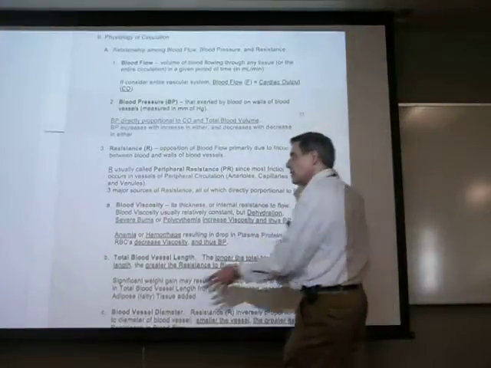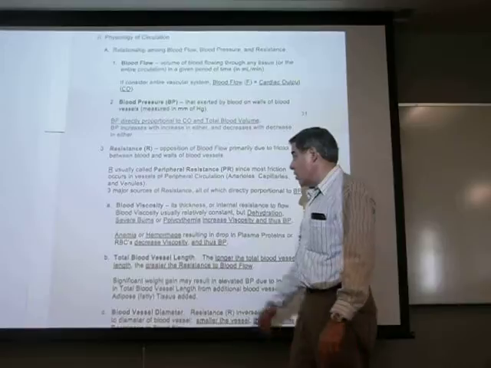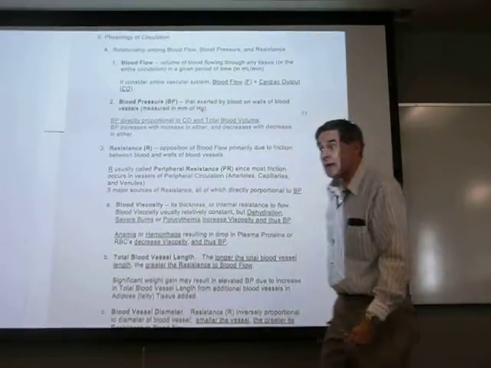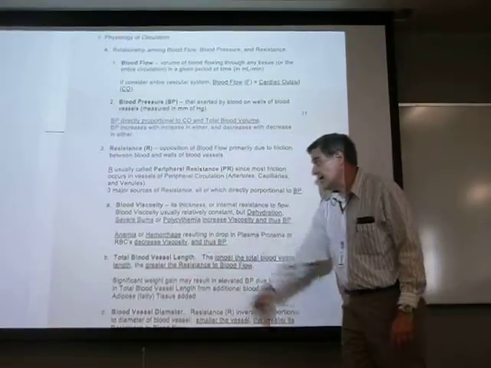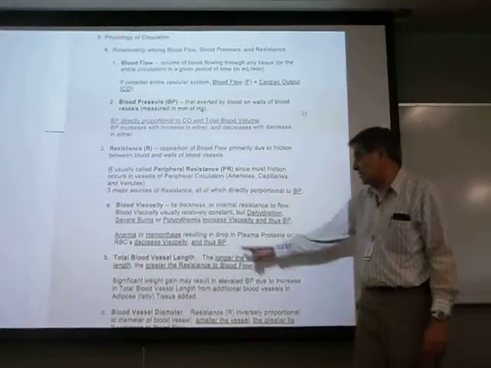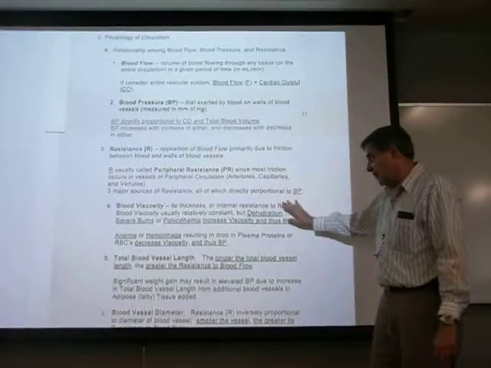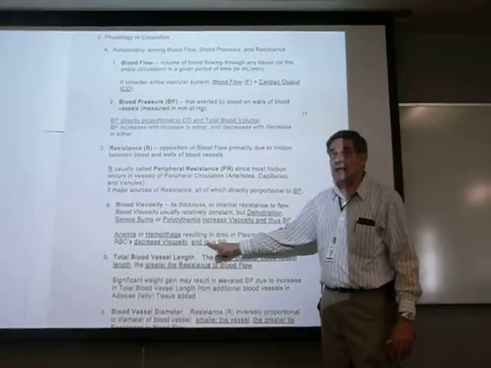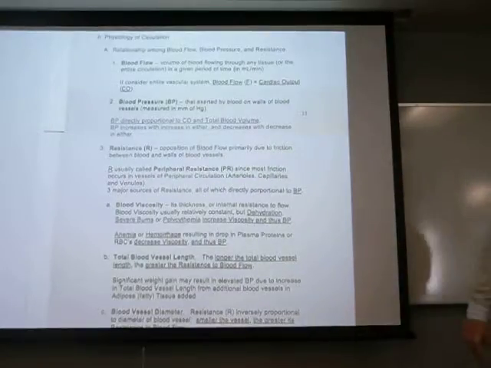Okay. On the other hand, anemia, which can be due to a decrease in red blood cells, or hemorrhage where you're losing blood, and thus blood cells, okay, this can result in a decrease in viscosity, and thus a decrease in blood pressure. So these increase viscosity, increase blood pressure, these would decrease viscosity and decrease blood pressure. Okay, so that's one factor. Any question?